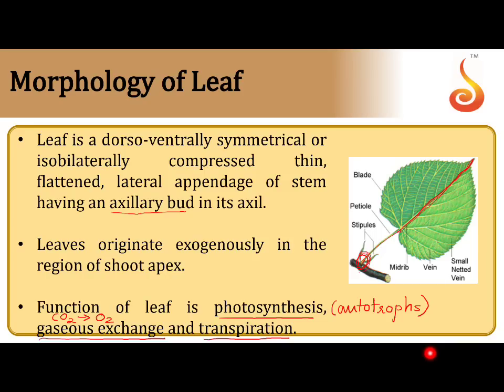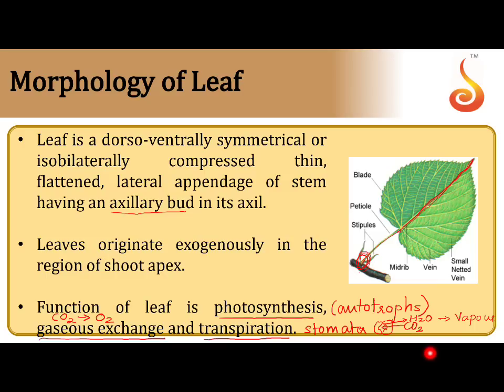We understand that a part called stomata, which is nothing but an opening on the leaf, opens up so that carbon dioxide can be taken in. In the process, it loses out water. This process is called transpiration. The water which is lost is in the form of vapor. I hope you understood this.